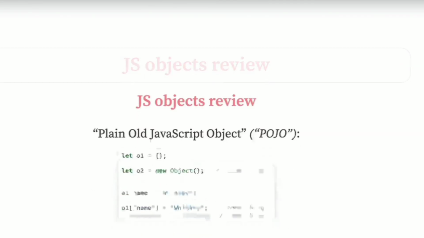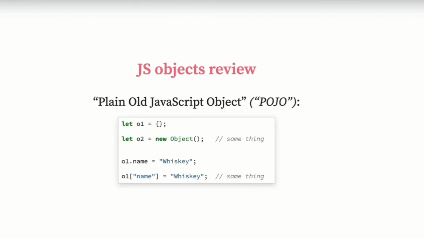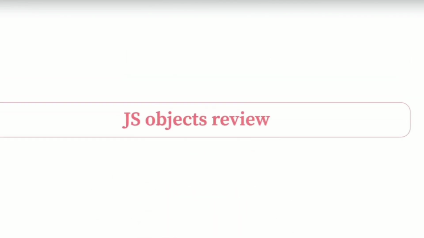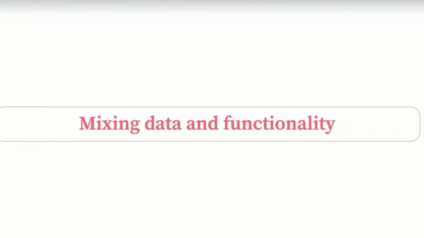In the previous video, we saw POJOs, or plain old JavaScript objects, just a recap of how those work. In this video, we'll talk about mixing some data with functionality together in the same object, which is kind of the stepping stone towards full OOP and working with classes and design patterns.